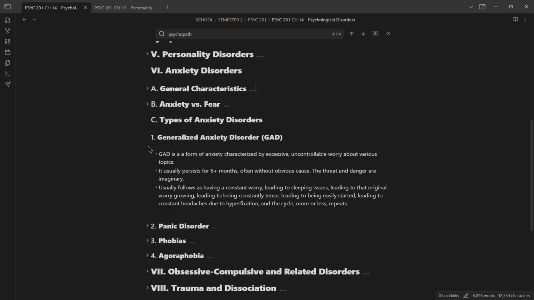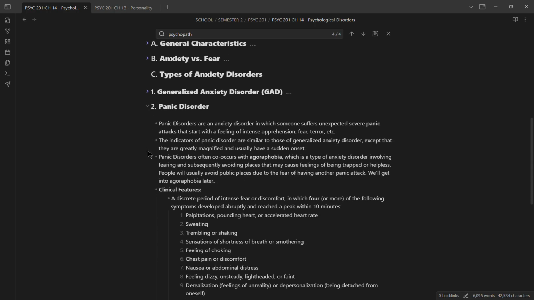That's important to know. Usually it follows as having constant worry, leading to sleep issues, leading to that original worry growing, leading to being constantly tense, leading to being easily startled, leading to constant headaches due to hyperfixation, and the cycle more or less repeats, right? Kind of like an endless cycle of these symptoms here. General anxiety. Again, excessive, uncontrollable worry about various topics. Panic disorders here.